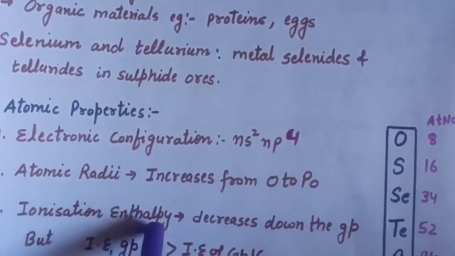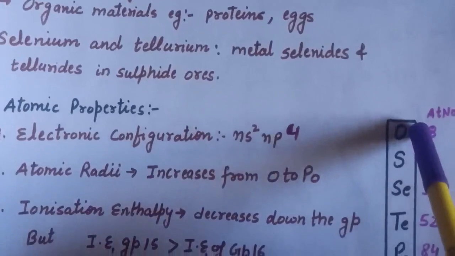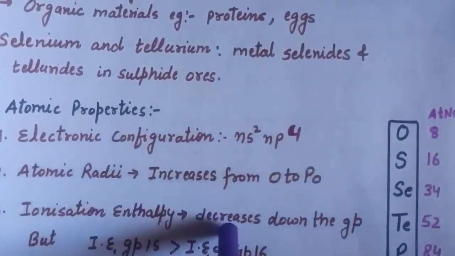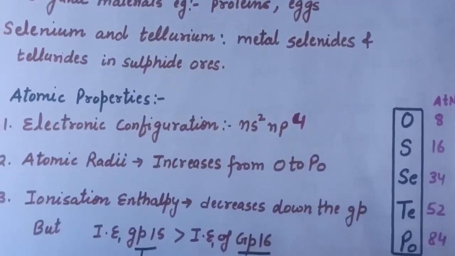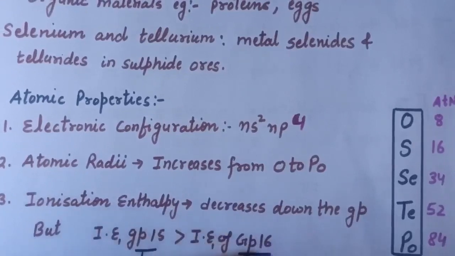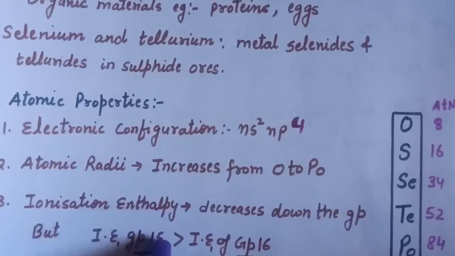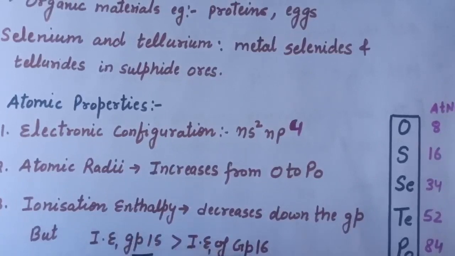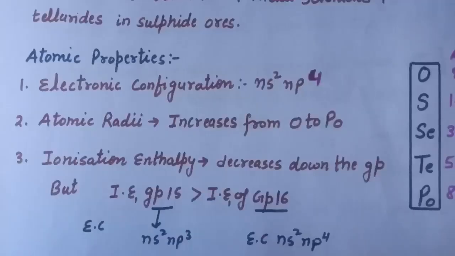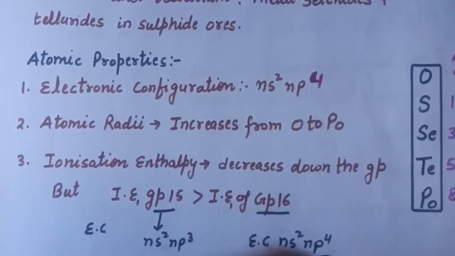Next property is ionization enthalpy. The trend of ionization enthalpy is that it decreases down the group. That is, when we move from oxygen to polonium in group 16, the value of ionization enthalpy decreases. But when we compare the ionization enthalpy of group 15 to group 16, the value for group 15 is higher as compared to group 16, and this can be explained on the basis of electronic configuration. The general electronic configuration for group 15 is ns2np3, whereas for group 16 it is ns2np4.